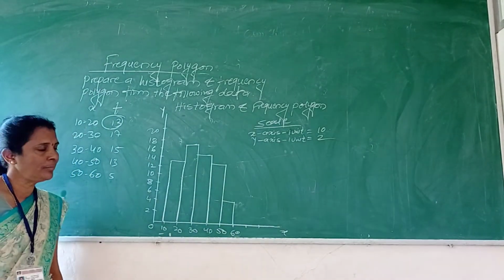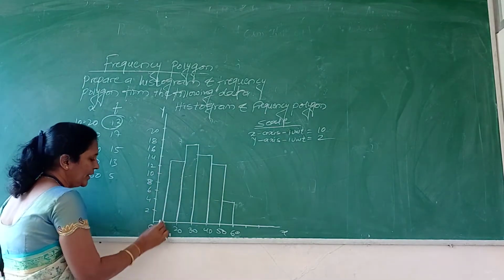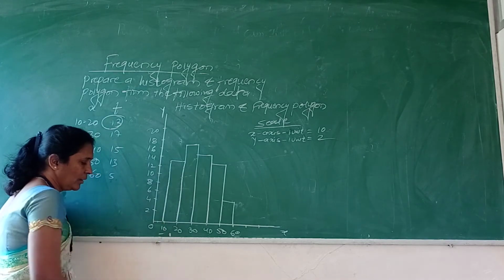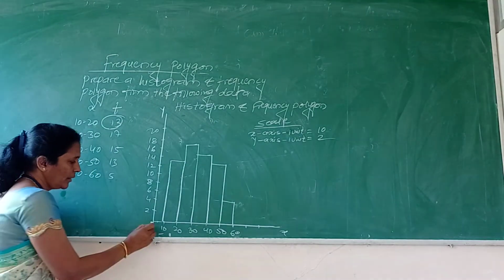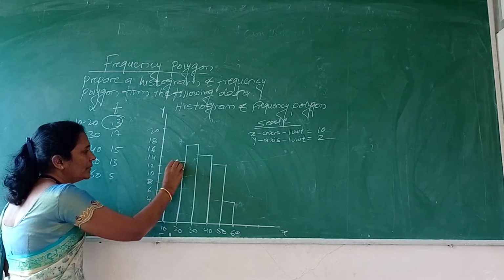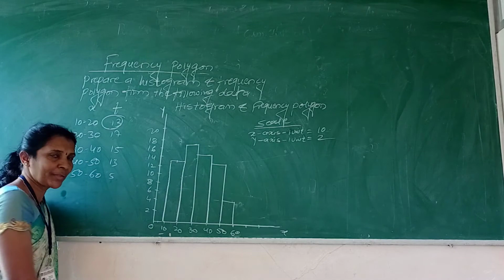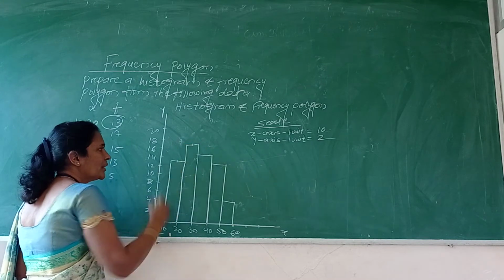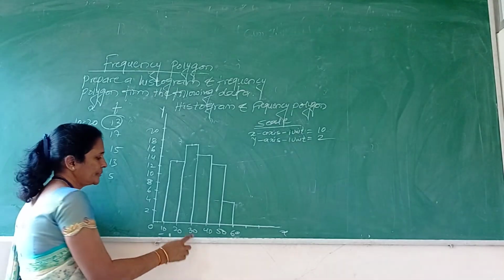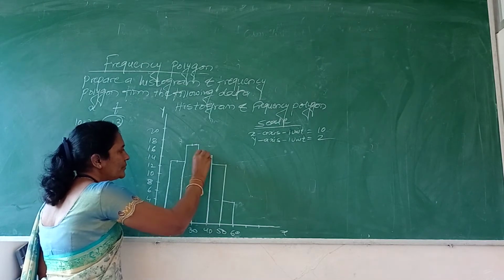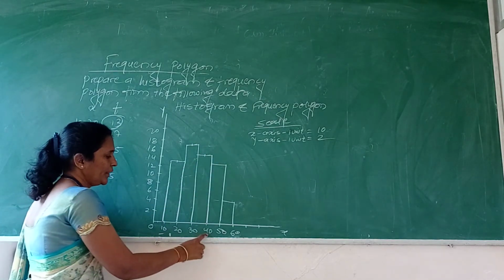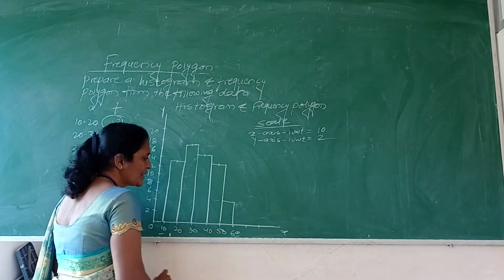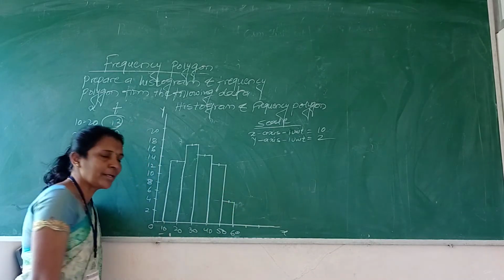All the top mid points: mid of 0 to 10 is 5, give one point. Then 10 to 20, mid point will be 15. Same way 20 to 30 top mid is 25. 30 to 40 mid point 35. 40 to 50 mid one is 45. 50 to 60 middle is 55.